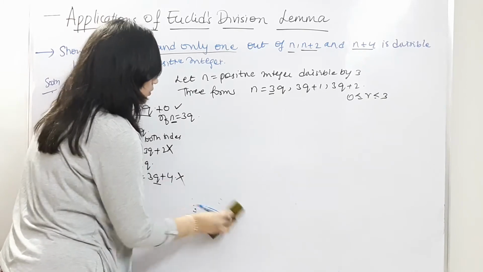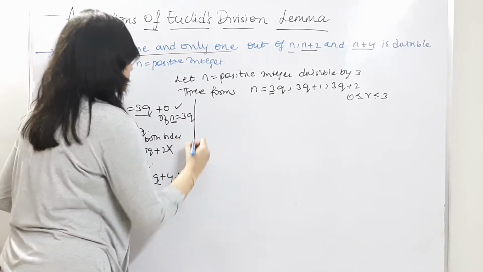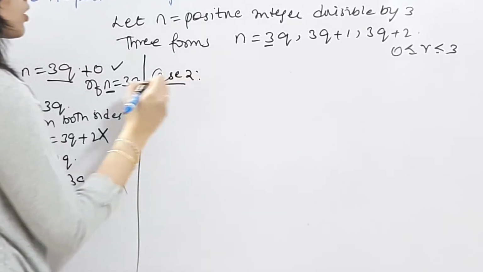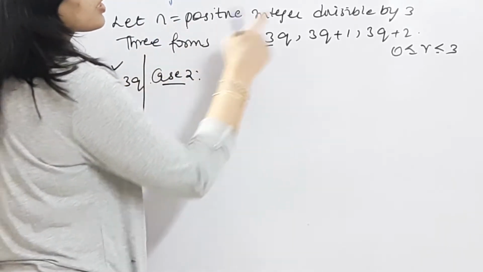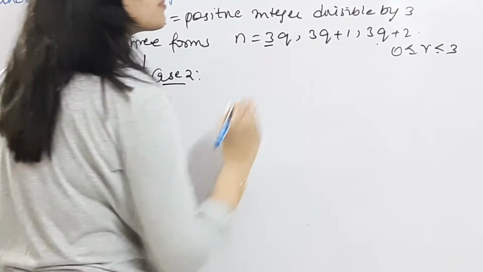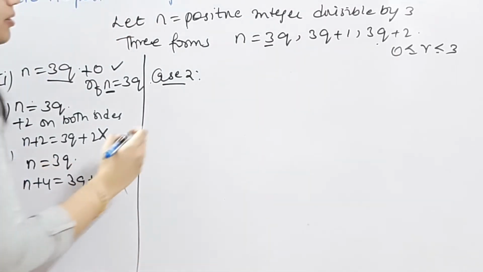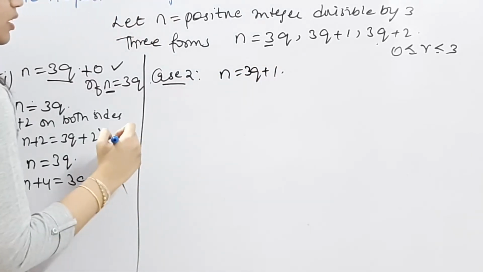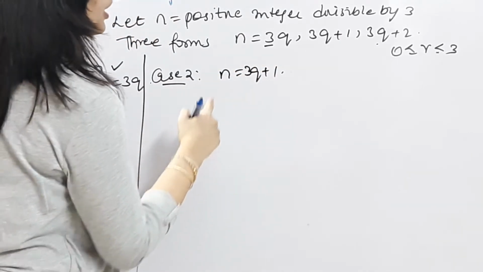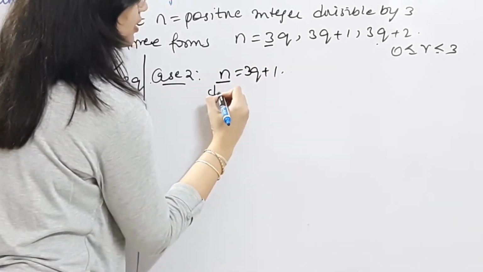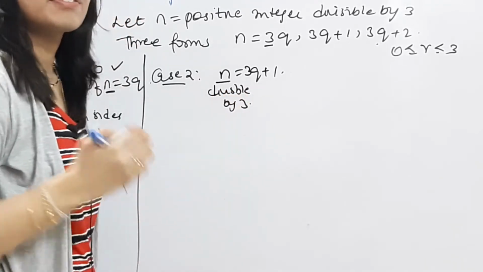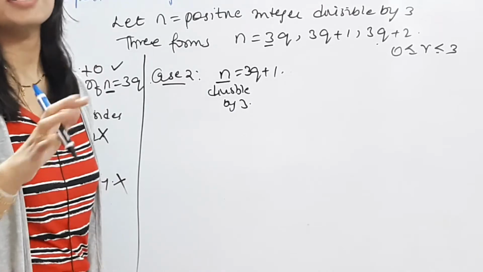Now let's do case 2. What is case 2 here? Why are we having 3 cases here? Because we know that whenever a positive integer is divided by 3, it will be in 3 forms based on Euclid's division lemma. Now let's see case 2. Case 2 is 3q plus 1. What happens when n is 3q plus 1? Do you think this n is divisible by 3? No. What is divisible by 3? You need to divide n by 3 so that you get the remainder as 0.